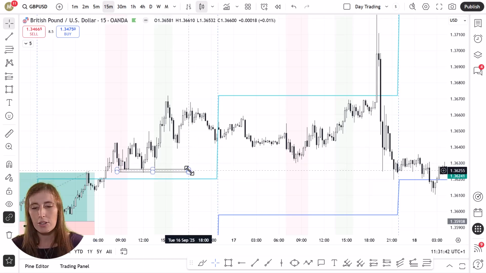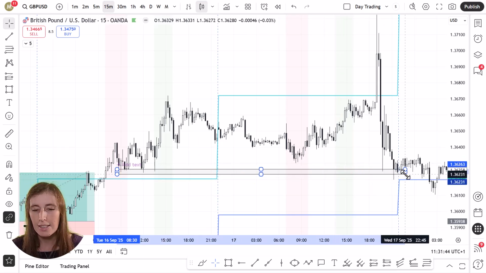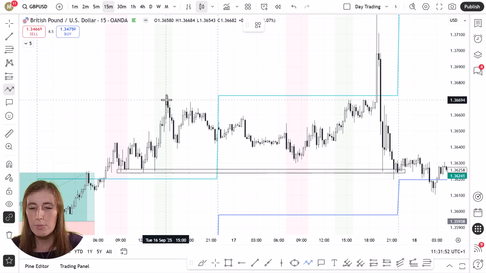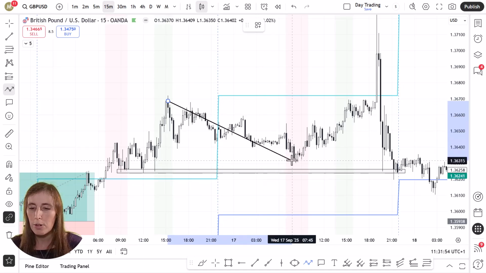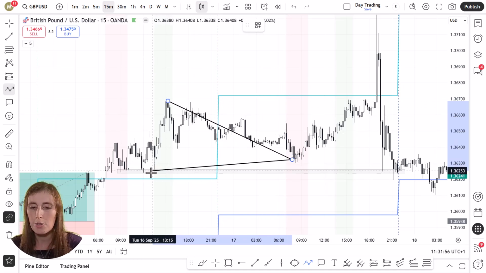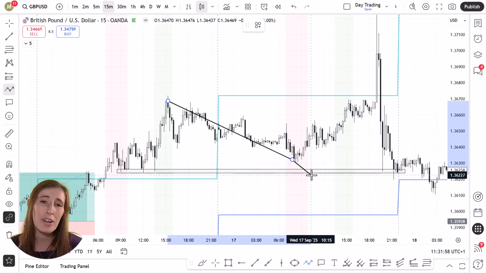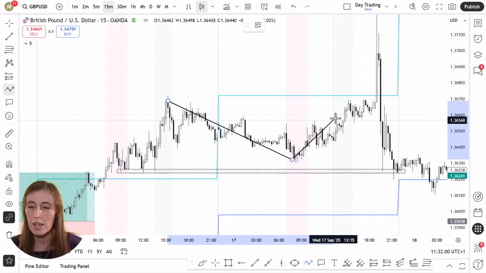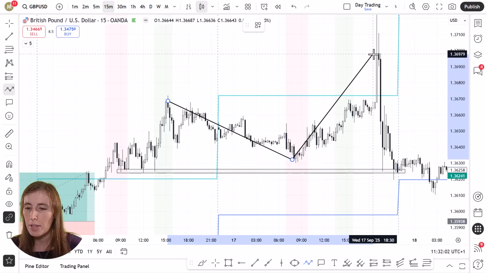But the same technical aspect here still stands, because from this high that was made during the New York session, price pulled back, but it didn't break and close below this structure here. It didn't violate it, so we're still in an uptrend. We then made a new high up here.